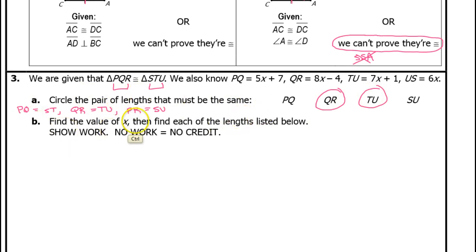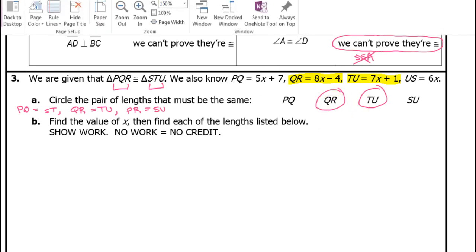So now let's find the value of x. Let's start by looking at the expressions that they gave us, and let's match up any that we can. So PQ is congruent to ST. These four segments are the same four expressions that they gave us. We just decided that QR is congruent to TU. So let's highlight those. QR and TU should be the same, so I'm going to have to pick that pair in order to make an equation.